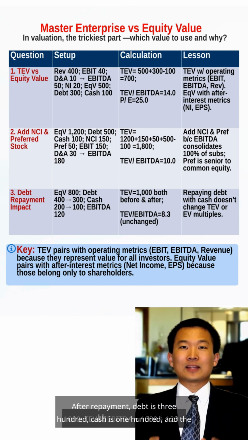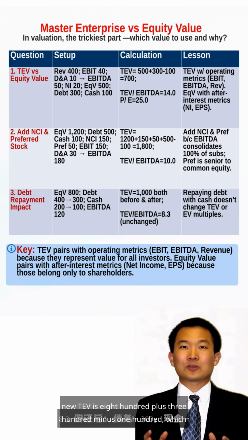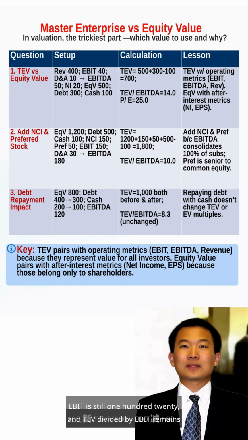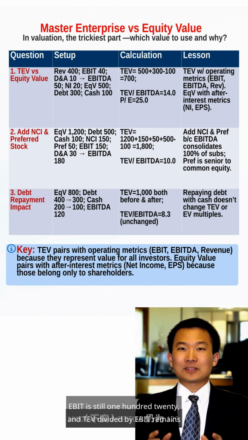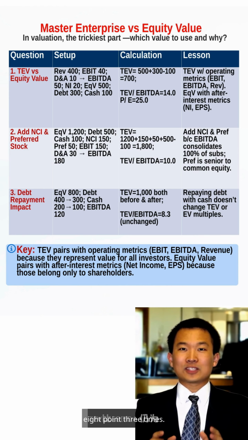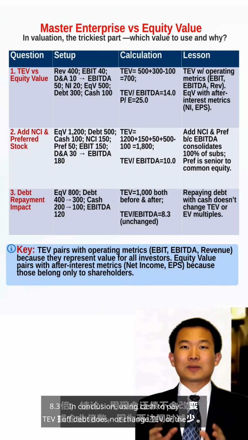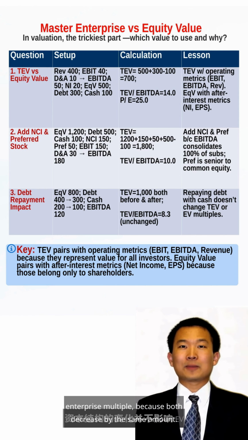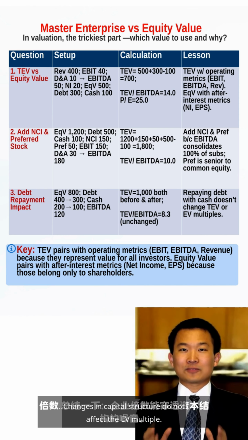After repayment, debt is 300, cash is 100, and the new TEV is 800 plus 300 minus 100, which is still 1,000 unchanged. EBIT is still 120, and TEV divided by EBIT remains 8.3 times. In conclusion, using cash to pay off debt does not change TEV or the enterprise multiple, because both decrease by the same amount. Changes in capital structure do not affect the EV multiple.